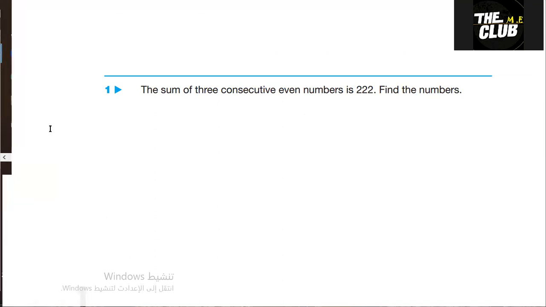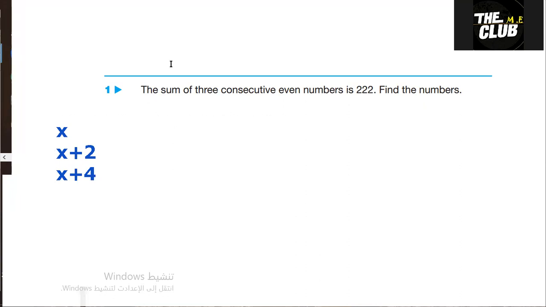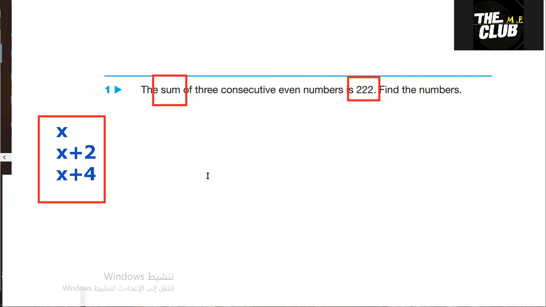We said they're even, so they start with x. So the second one will be what? We're going to add an even number, so it's going to be x plus 2. And then the third one will be x plus 4. Because they're even, we're adding 2 each time. Okay. And then the word sum means we're going to add them together. So we're going to add these in an equation, and we're going to make it equal to 222.